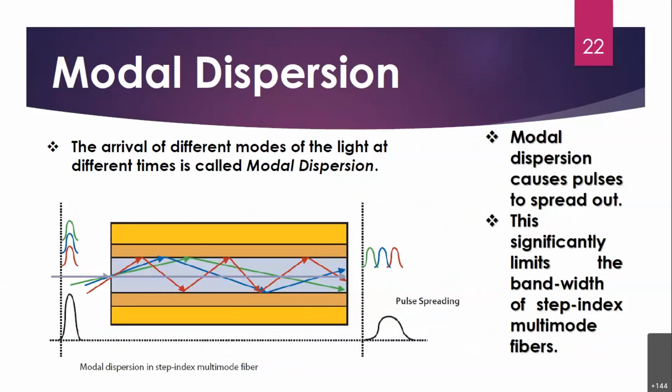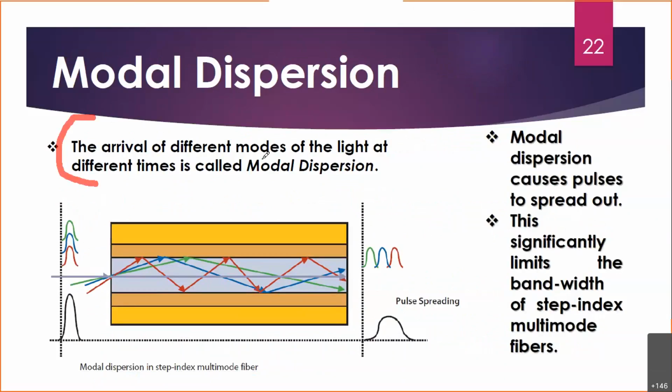I have highlighted it over here. Let me annotate this once again. Look at this part. The arrival of different modes of the light at different times is called modal dispersion. That is why we get our pulse as a broad pulse rather than an intense pulse. We get a broad pulse at the output, but the input is very intense. Because of this, we have the problem in the step index optical fiber.